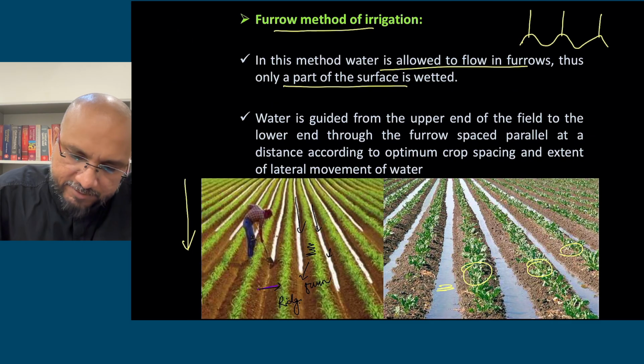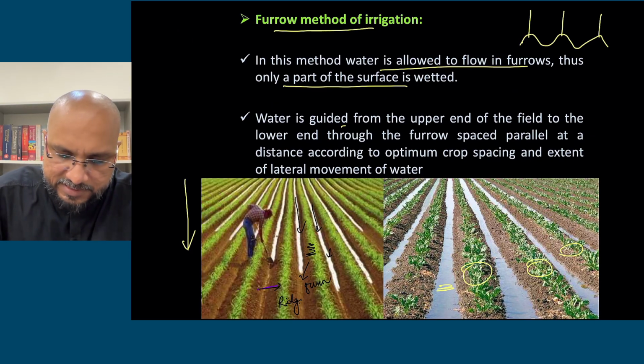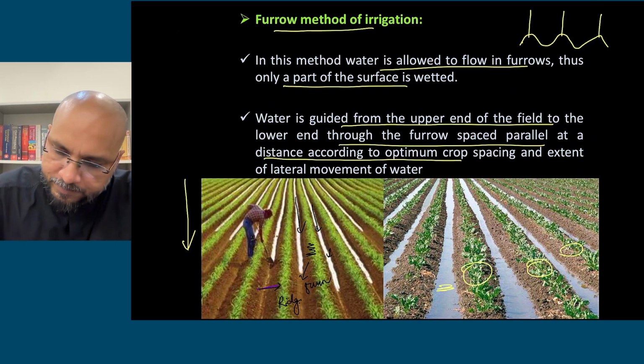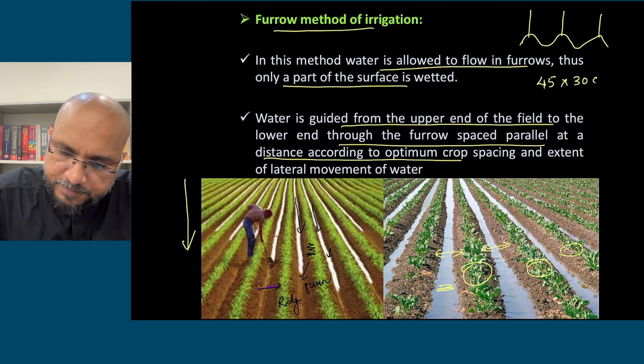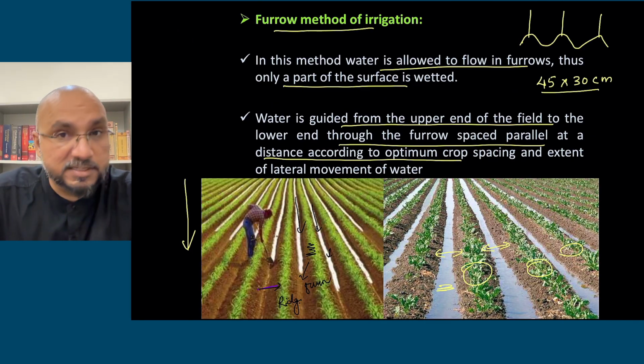So water is guided from upper end of the field to the lower end through the furrows spaced parallel at a distance according to the optimum crop. So crop का जो spacing है, right? So you can see there is distance maintained between the rows of the crop. So whenever we write the spacing, so we write it something. So suppose this is an example, 45 into 30 centimeters. जब भी तुम किसी crop का spacing पढ़ोगे तो it will be written like this. Now what does it mean?